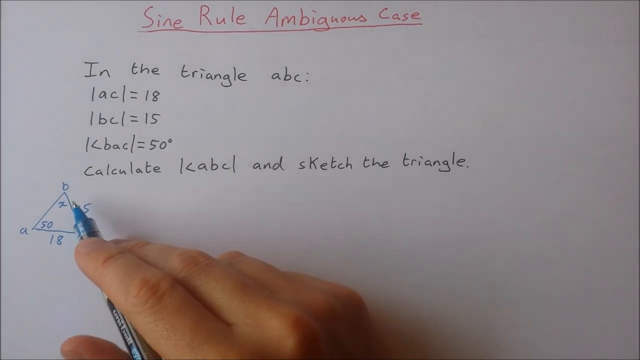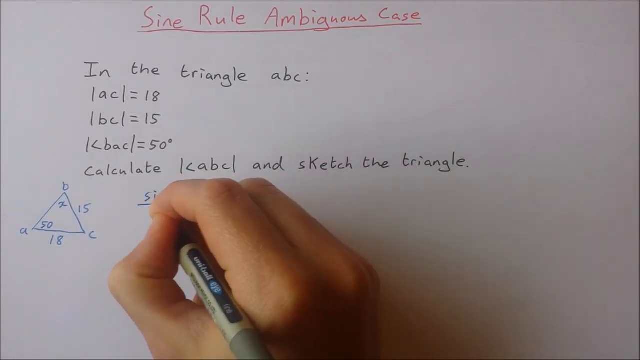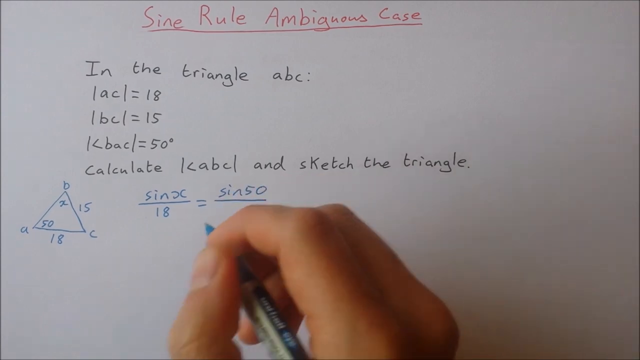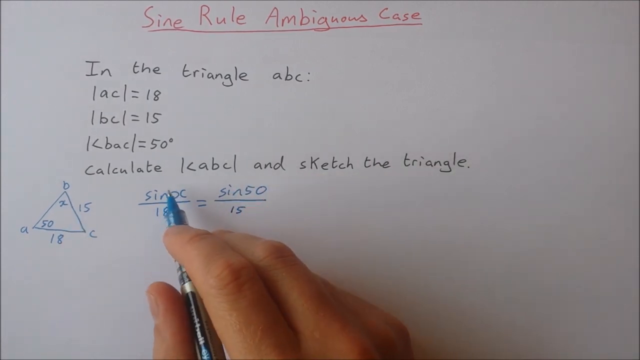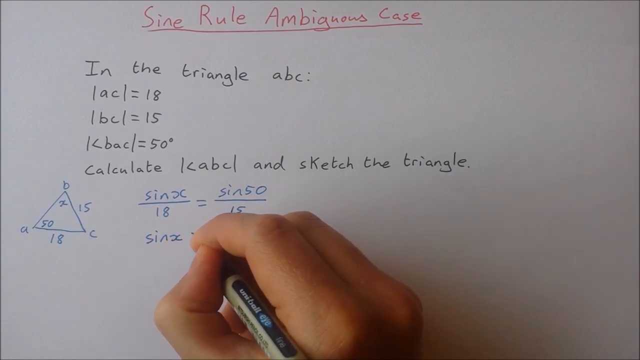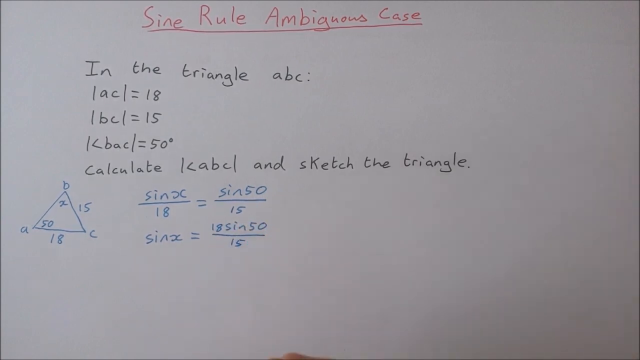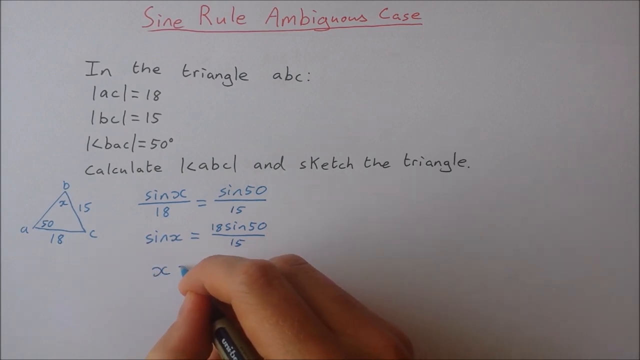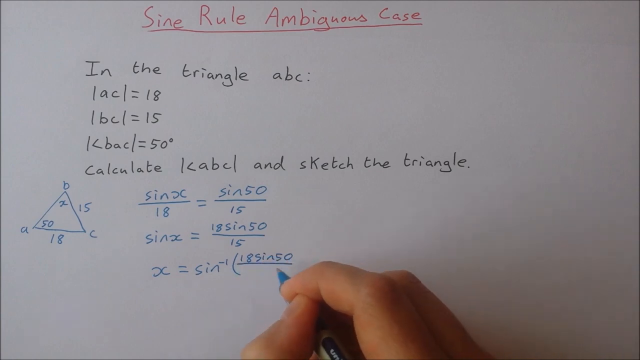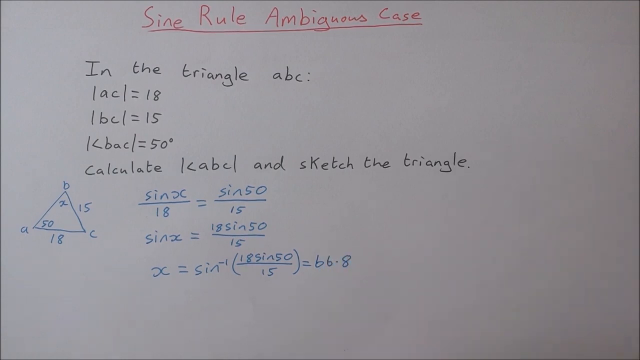Okay, so let's just solve here as normal. I'm looking for the angle X, so I'm going to put that on the top left. Sine X over 18 is equal to sine of 50 over 15. I'm looking to solve for X here, so I'm going to isolate that, multiply across by 18. I get sine of X is equal to 18 sine 50 over 15. Then to find X, that's sine inverse of 18 sine 50 over 15. And if you type that into your calculator, that will work out as 66.8 degrees.